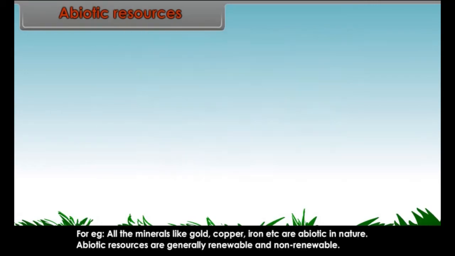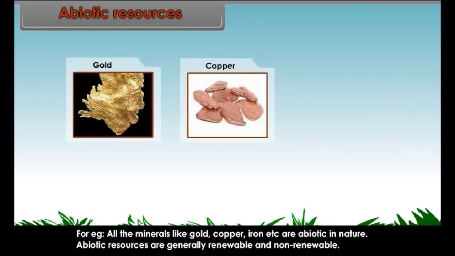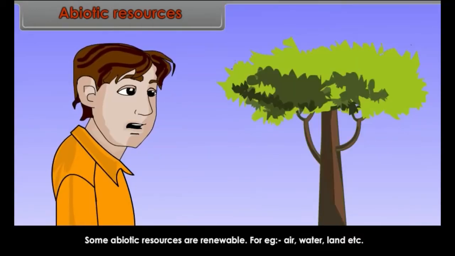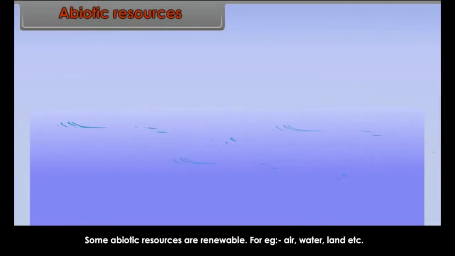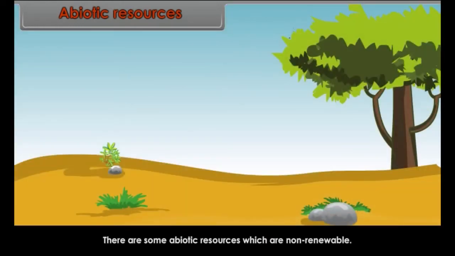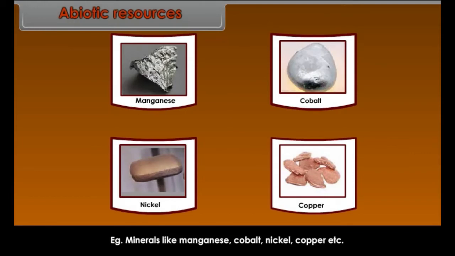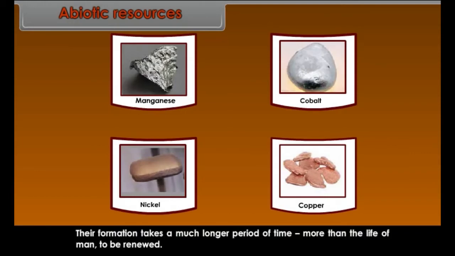Abiotic resources. These resources are generally found within the Earth's crust and belong to the non-living group. For example, all the minerals like gold, copper, iron, etc. are abiotic in nature. Abiotic resources are generally renewable and non-renewable. Some abiotic resources are renewable. For example, air, water, land, etc. There are some abiotic resources which are non-renewable. Example, minerals like manganese, cobalt, nickel, copper, etc. Their formation takes a much longer period of time, more than the life of man, to be renewed.